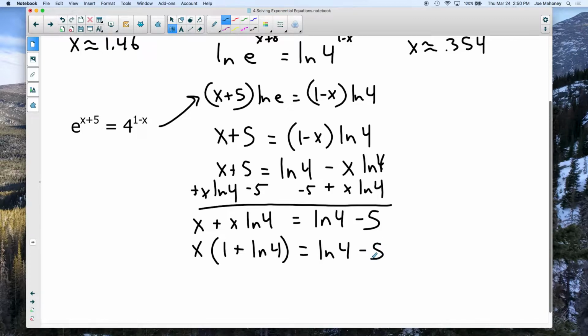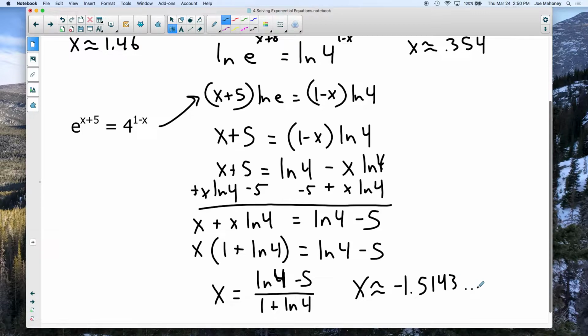So when I divide here, I'll divide everything by 1 plus natural log 4. And the answer I'm going to get is the natural log of 4 minus 5, there we go, divided by 1 plus the natural log of 4. And when you go to your calculator and figure this out, you should get that x is approximately negative 1.5143. So to 3 sig figs, let's say that it's negative 1.51. Maybe that will be a nice answer there.